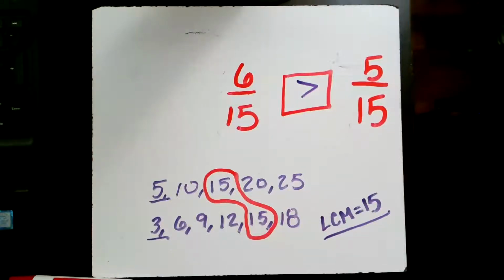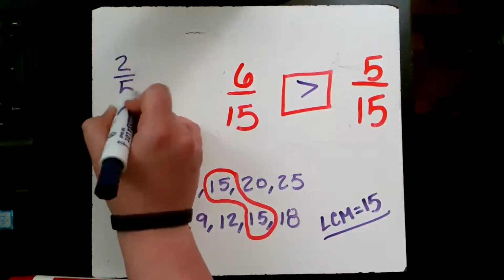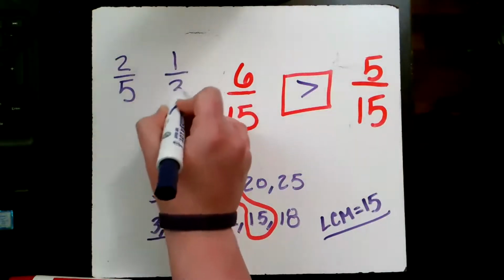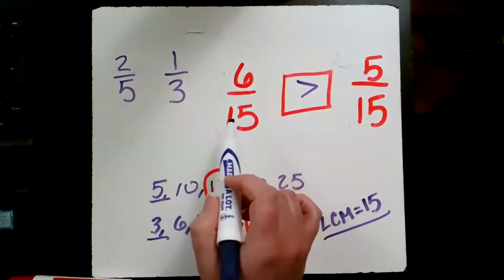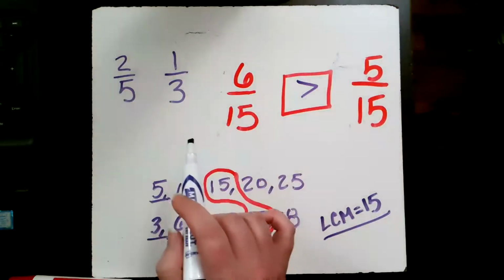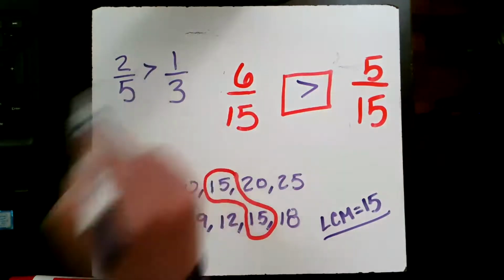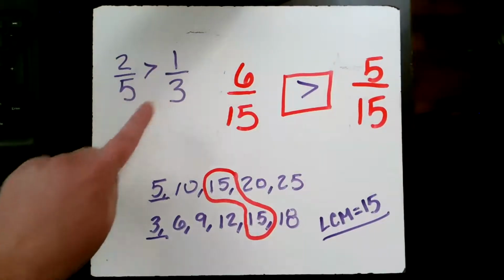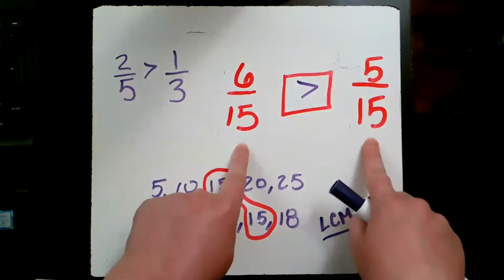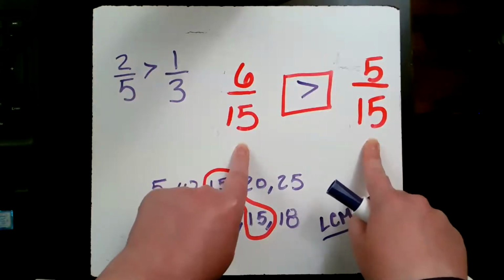So that means if I were to look at my original problem, it was 2/5 and 1/3. So these are just, what's the right word I'm looking for? Equivalent fractions for each other. So that would mean that my original statement is 2/5 is greater than 1/3, because once I found my common denominator, it was easier for me to see that answer.